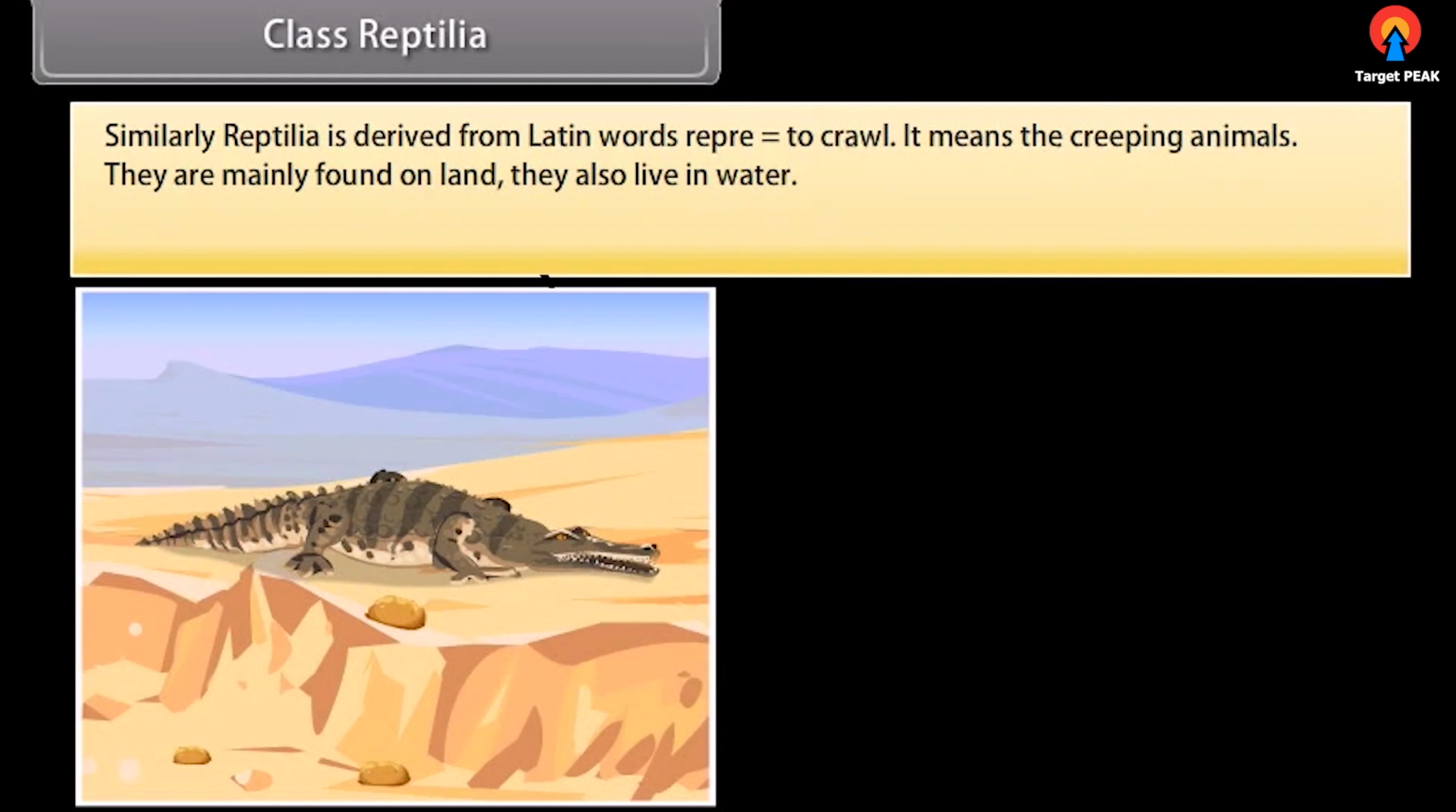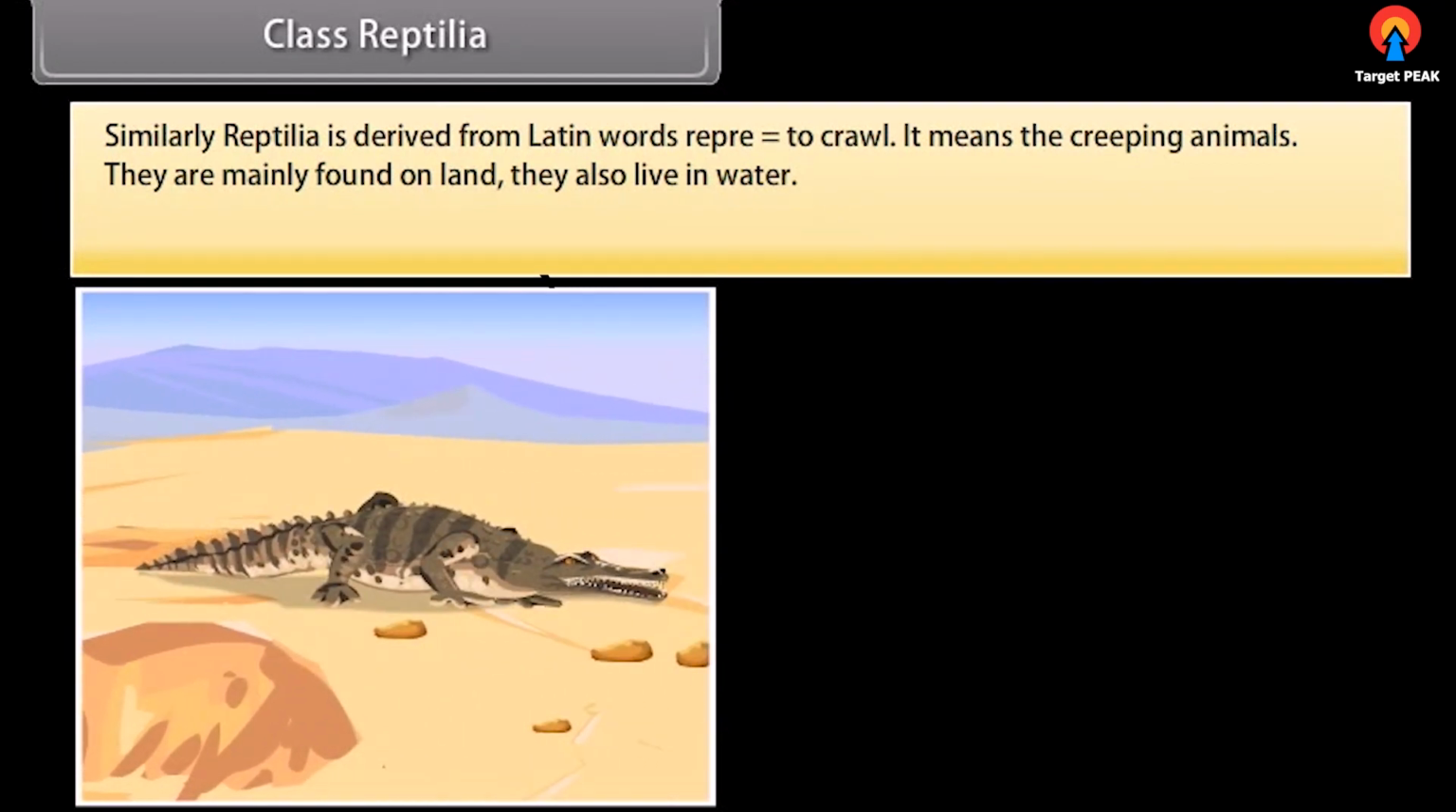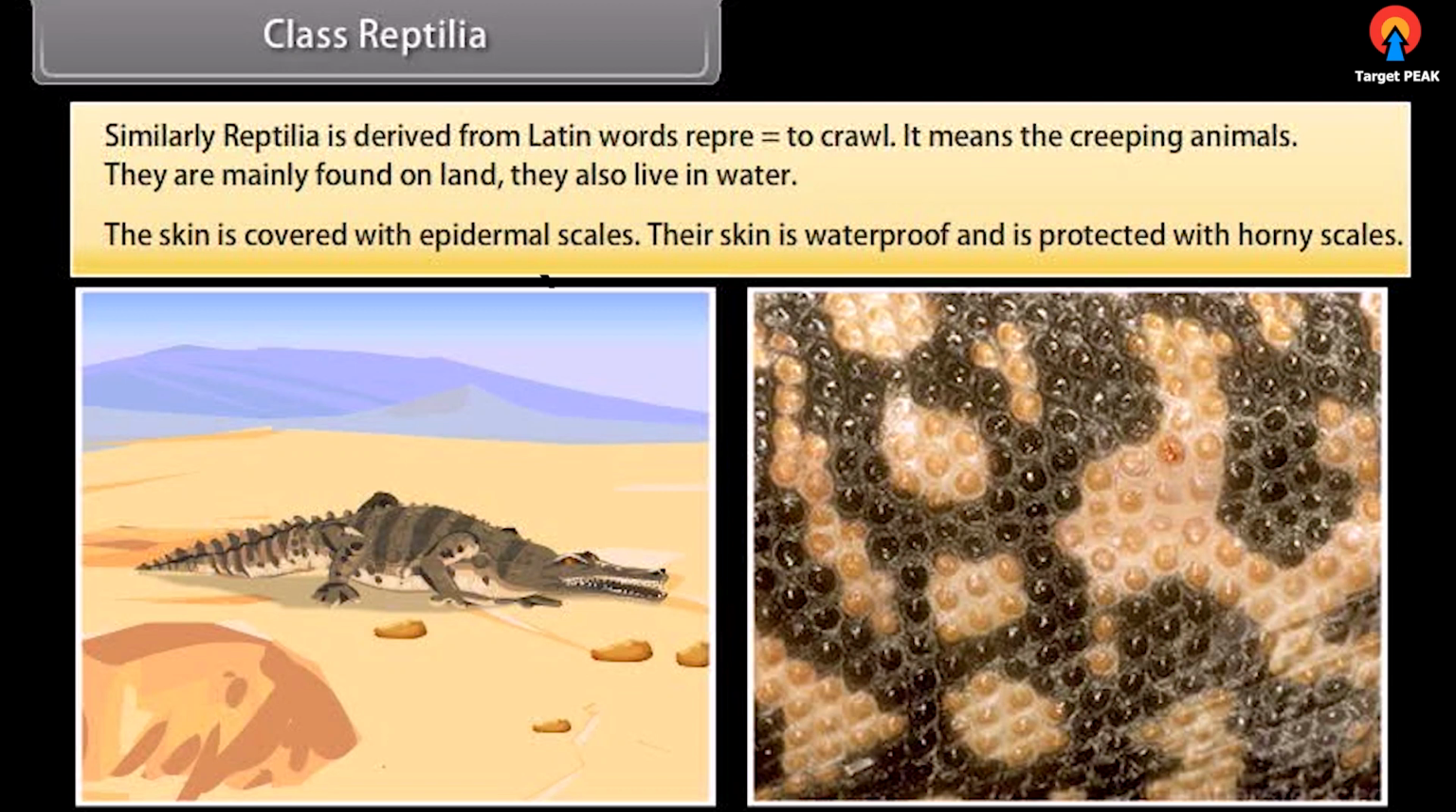Similarly, Reptilia is derived from the Latin word repere. It means to crawl, the creeping animals. They are mainly found on land. They also live in water. The skin is covered with epidermal scales. Their skin is waterproof and is protected with horny scales.